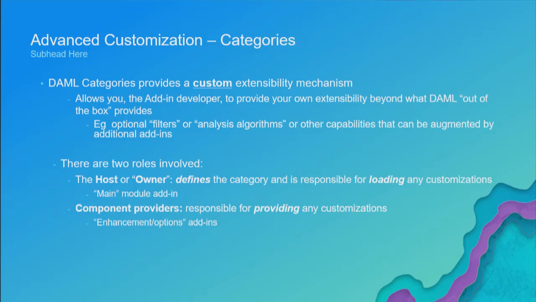There are 2 roles. The first is the host or owner role. That's pretty much your basic module, right? Your main module. The host is responsible for defining the category and for loading any customizations. The component provider, that's the other role, that's the one responsible for providing the customization, whatever it is. The custom report, the custom algorithm, the custom filter, whatever, okay?